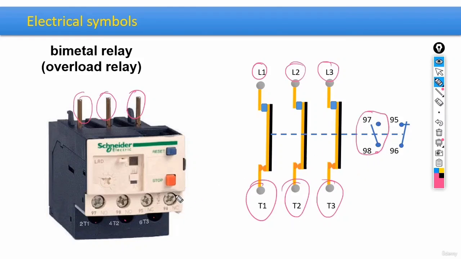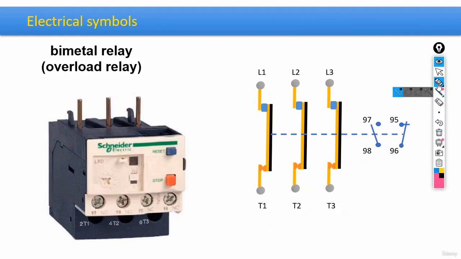97, 98, 95, 96. We said 97 and 98 are normally open, and the other two, 95 and 96, are normally closed terminals. Okay? And by the way, guys, remember, we usually use these terminals in control circuits. Okay, moving on to the next slide. Again, we're going to see a clip.